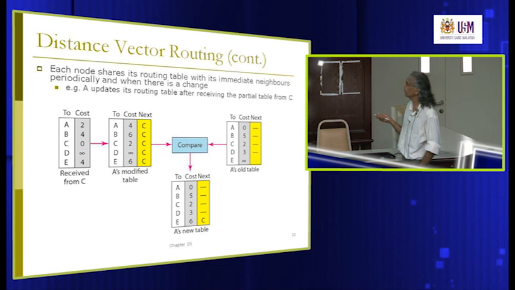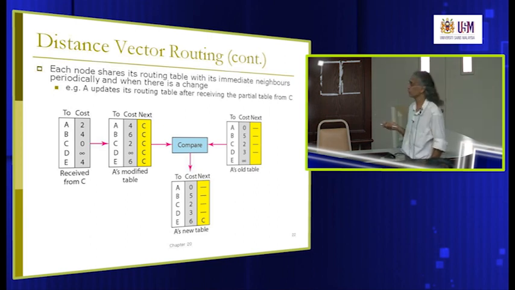The new table is 0. If I want to go to B from A, it is 5 because it's direct, but if I go through C, then it becomes 6. So which is lower? 5. So I pick the 5. I compare line by line and take the minimum, whichever is less. In this case, earlier A does not know how to go to D, and does not know how to go to E, but C says that it knows how to go to E and the cost is 6, after adding the distance between A and C. So the minimum between 6 and infinity is 6.